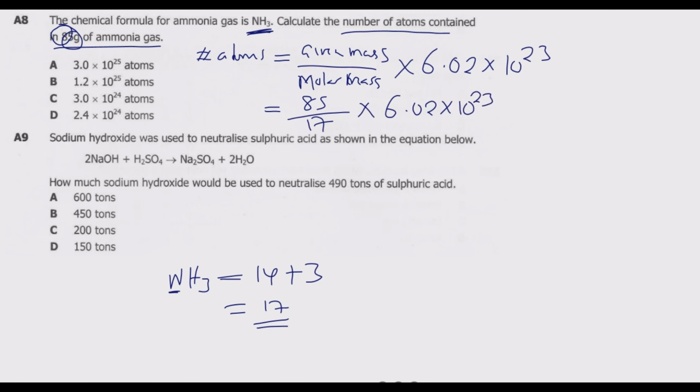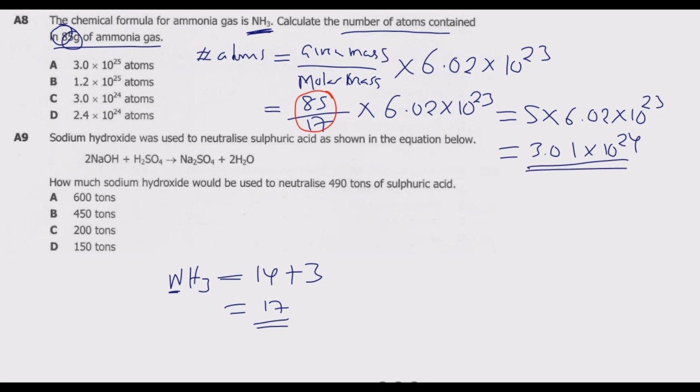So once you do that, 17 into 85 will just give you a 5, then 5 multiplied by 6.02 multiplied by 10 to the power 23, you are going to end up with 3.01 multiplied by 10 to the power 24. So if you check here which one is correct, what you notice is in this case C is the best answer. So C is the best answer.